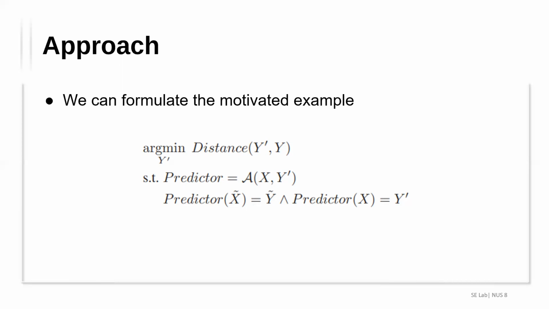Because they try to change the label. What does the distance between y prime and y mean? Y is the label before the change and y prime is the label after the change? Yeah. So the point is that they would like to minimize the change. Because we don't know the change now, we try to find the minimum change.